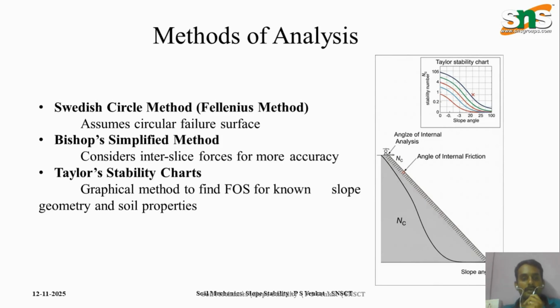We use different methods to analyze slope stability. First is the Swedish circle method, a simple method assuming a circular failure surface. Next is the modified Bishop's method. It is more accurate as it considers interslice forces. Next is Taylor's stability chart, a graphical method used especially for cohesive soils to estimate the factor of safety without complex calculations. Each method has its own advantages depending on soil type, geometry, and level of accuracy required.